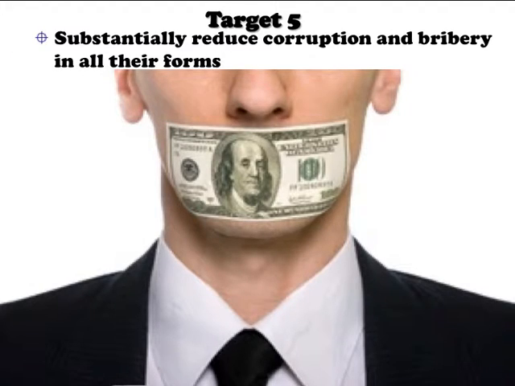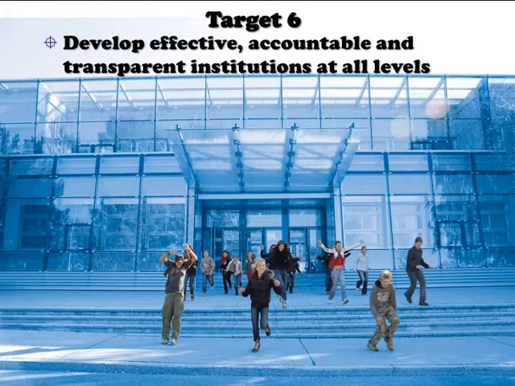Target 5, substantially reduce corruption and bribery in all their forms. War, instability, and conflict provide fertile grounds for bribery and corruption, and in return, organized crime helps to undertake further violations of human rights and undermine the whole democratic process.